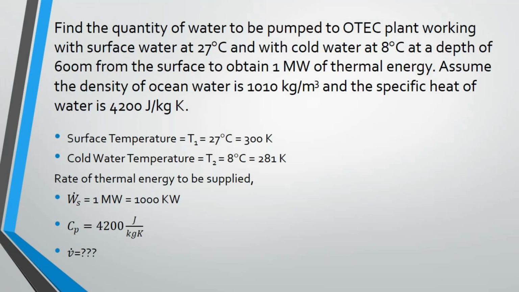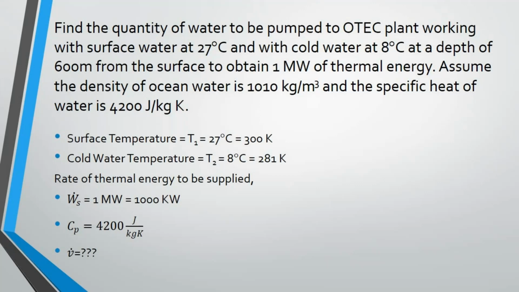Find the quantity of water to be pumped to an OTEC plant working with surface water at 27 degrees Celsius and with cold water at 8 degrees Celsius at a depth of 600 meters from the surface to obtain 1 megawatt of thermal energy. Assume the density of ocean water is 1010 kg per cubic meter and the specific heat of water is 4200 joules per kilogram Kelvin.